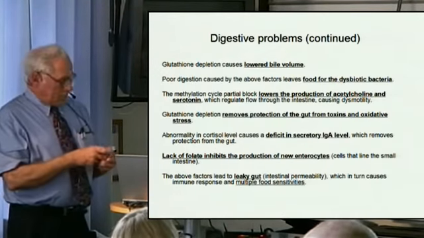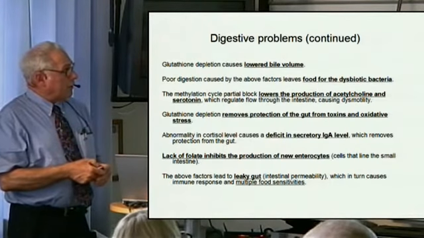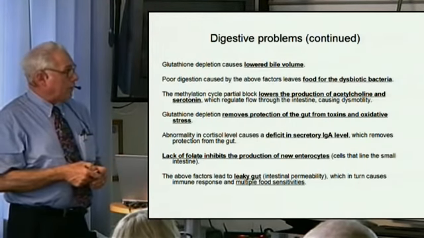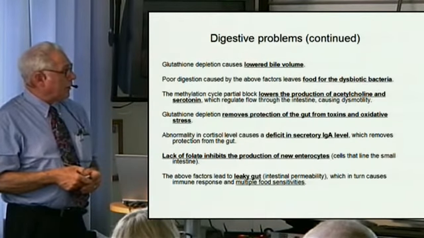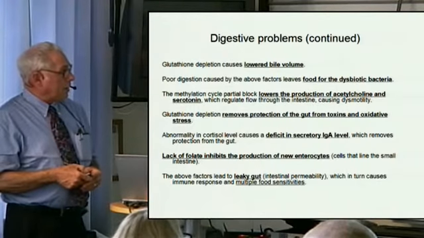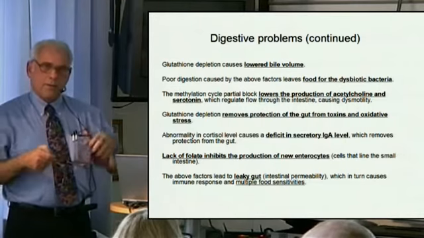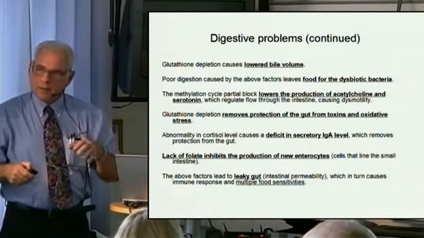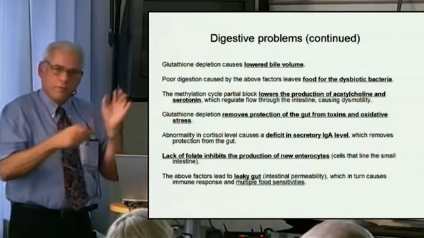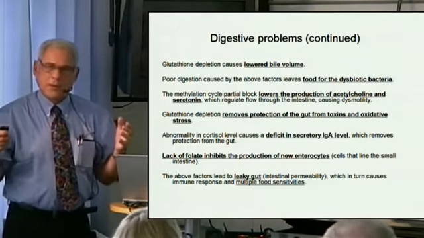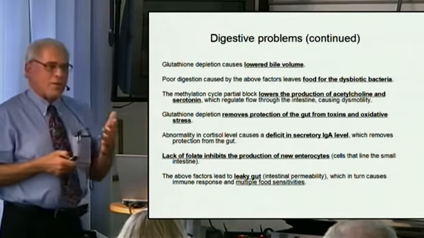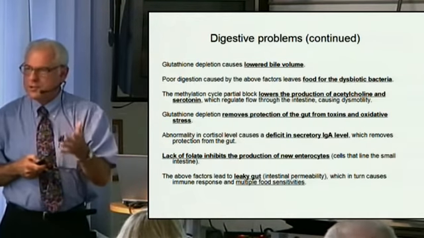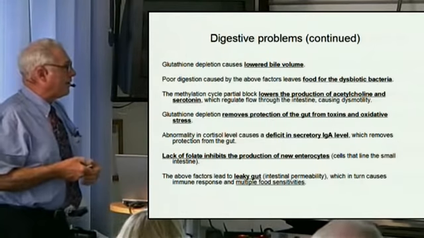Well, here's more. Lowered bile volume. Glutathione contributes to the secretion of bile, and so it's low. We just talked about that. Methylation block lowers the production of acetylcholine and serotonin. Now, those are the neurotransmitters that control the motility in the gut. So now that's messed up, and the food doesn't move through as fast as it's supposed to. That gives the bugs more time to chew on it, okay? So if you were trying to do this on purpose, you couldn't do a worse job than happens naturally here.